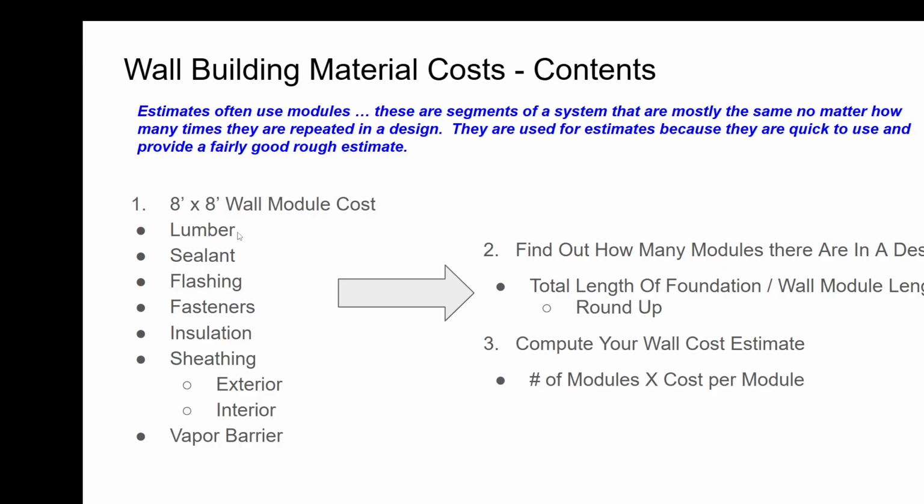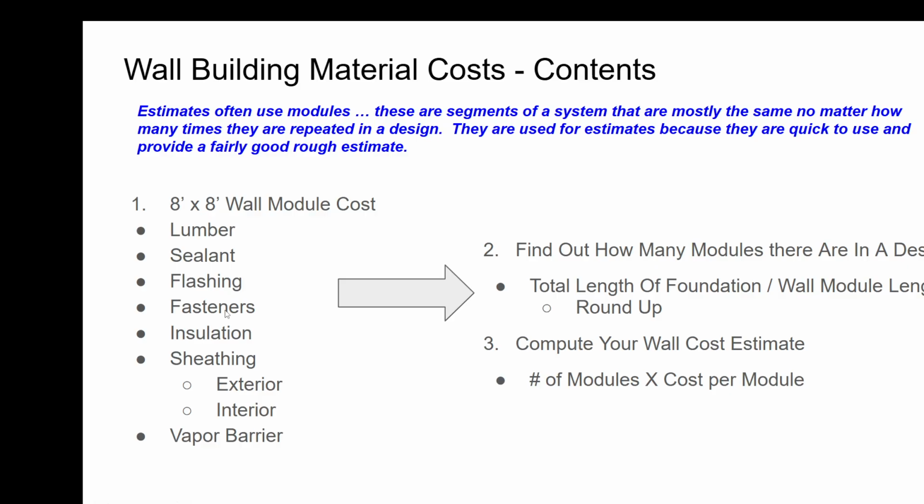There's going to be some lumber. We're going to have top plates and bottom plates and studs and maybe some headers and things like that. We're going to have some sealant. That goes down to the bottom where you put the sill plate down onto the foundation. There's going to be something called flashing, which we haven't talked about a lot, but that keeps water from seeping in underneath the sill plate. There will definitely be some insulation. We've talked about that, and some sheathing, both exterior and interior, usually, and some sort of a vapor barrier. So that's sort of the minimum amount.